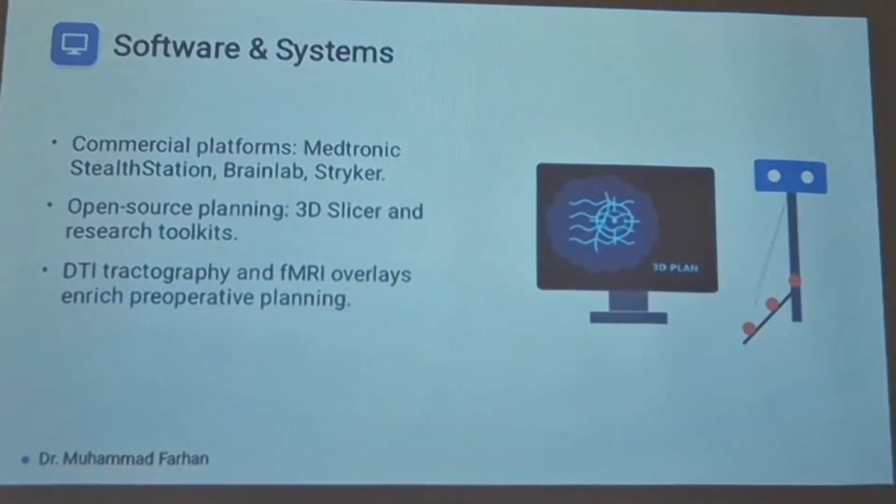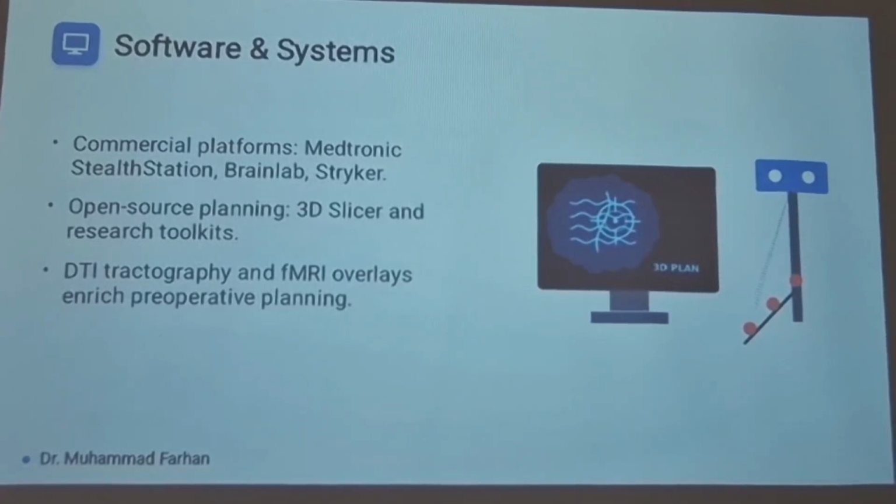So different software systems are available. Basically three main neuronavigation systems are available, such as Medtronic's, Brain Lab, Stryker system, and Radionics is another neuronavigation system which is available. Some open source ones are available, such as 3D Slicer and research toolkits, but these are used only for research purposes.